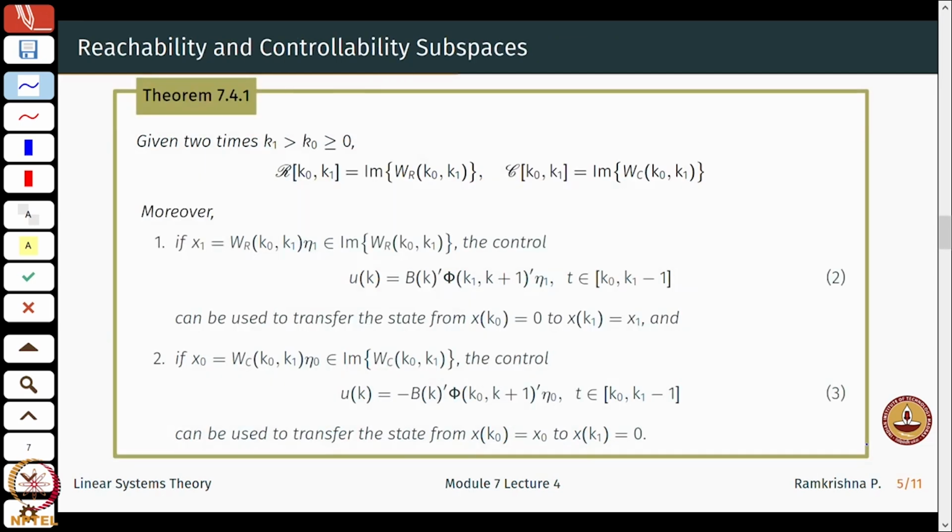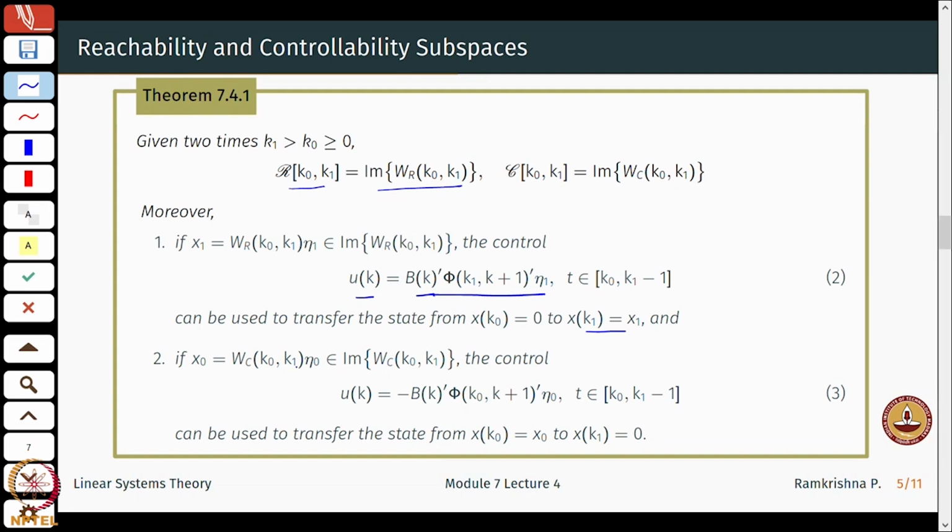Okay. So the first theorem is very easy to check, that the reachable subspace is just the image of the reachability Gramian in the discrete time case, and the input that steers my state from the origin to any x k1 is just given by this expression.